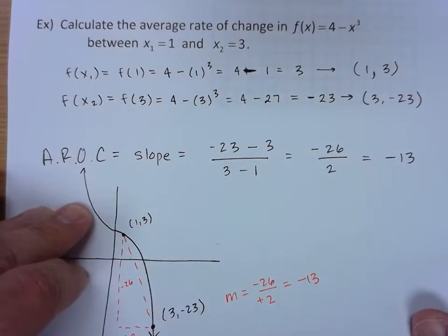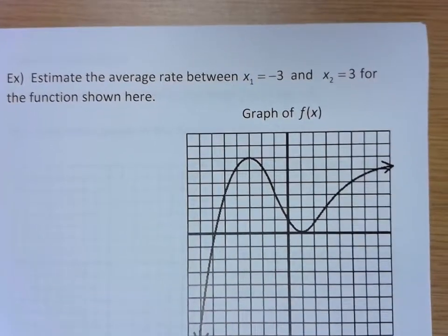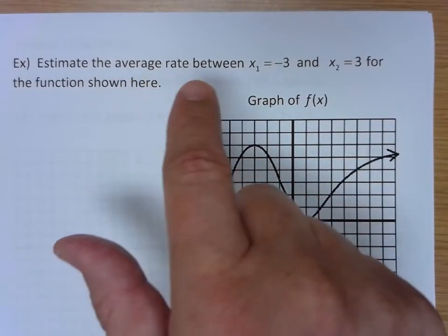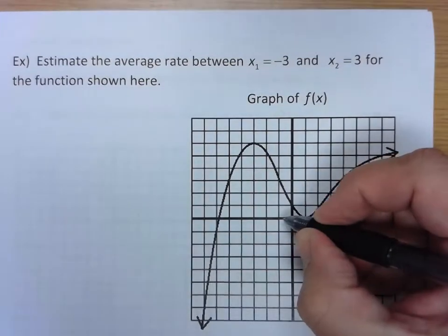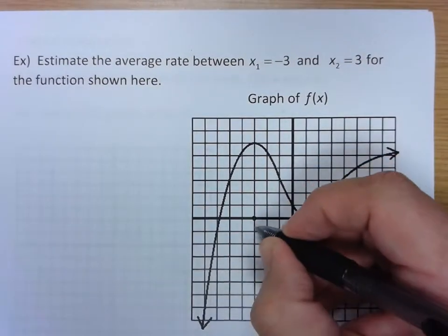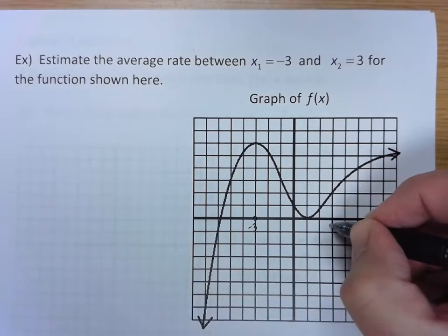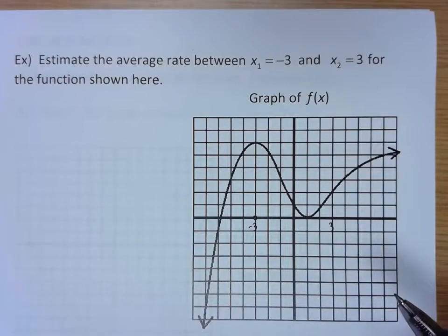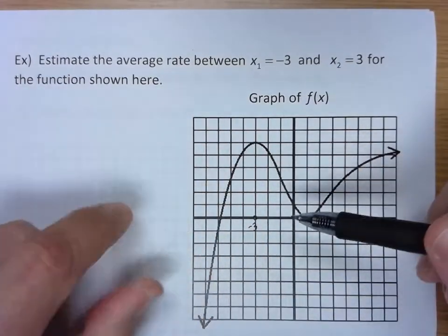Calculating average rate of change can also be applied when you just have the graph of a function and no formula. But it's the same idea. You're asked to calculate or estimate the average rate of change between x1 equals -3, so -3 right here, and x2 equals +3, 1, 2, 3 right there. Okay, so you still want to generate a couple of points.